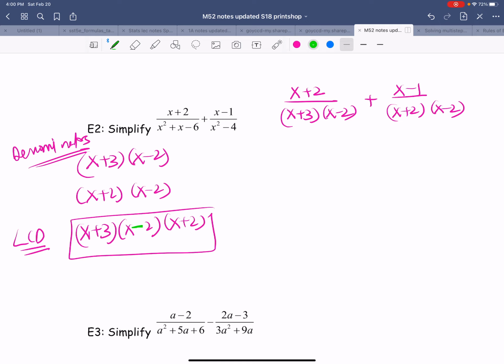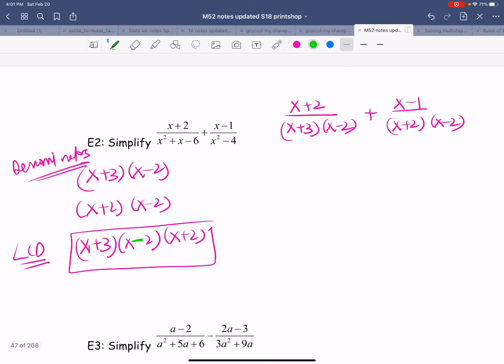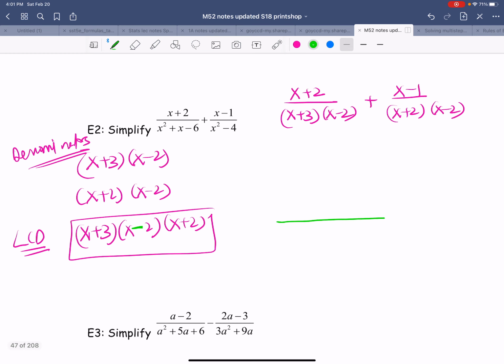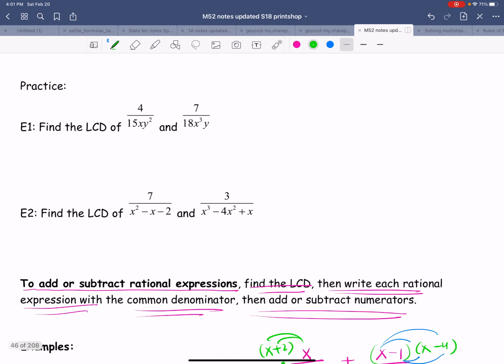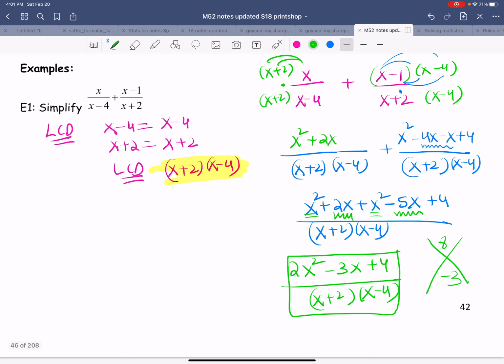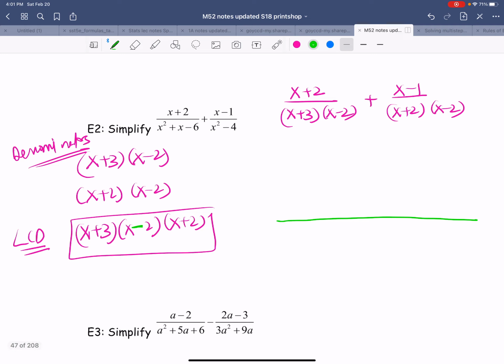We did detailed examples on finding the least common denominator. So in this case, my least common denominator is going to be x plus 3 times x minus 2 times x plus 2. Now, once I have the common denominator, I can combine the numerators. So I'm going to write it as a single fraction. I'm not going to write equivalent fractions like I did in the last example. So I'm going to skip one step in the middle and go straight to the common denominator.